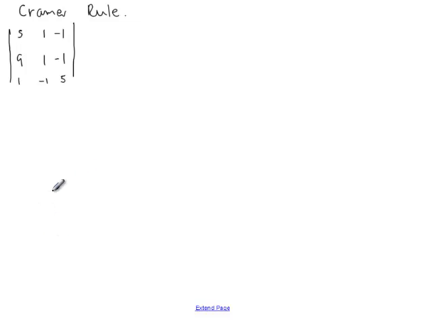Right. Now we want this determinant. Let's call this matrix A. We want determinant of A. I don't know which one to start with, but I will just start anyway. Let me start with this one.